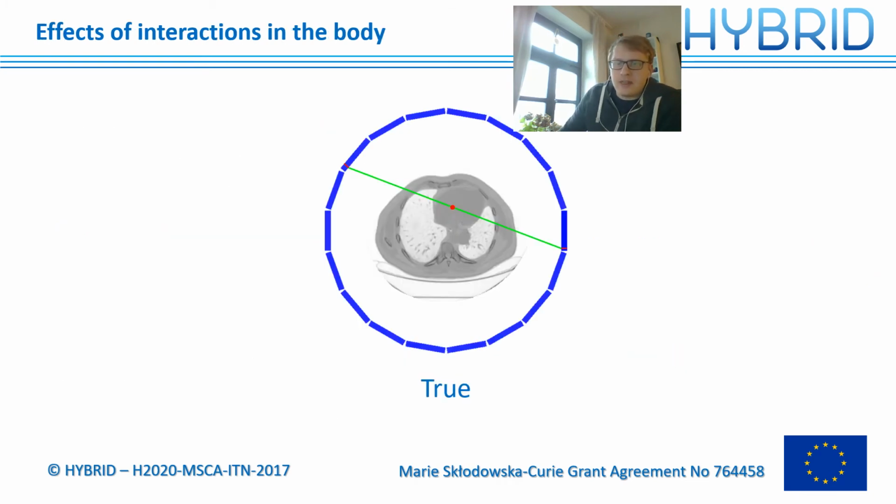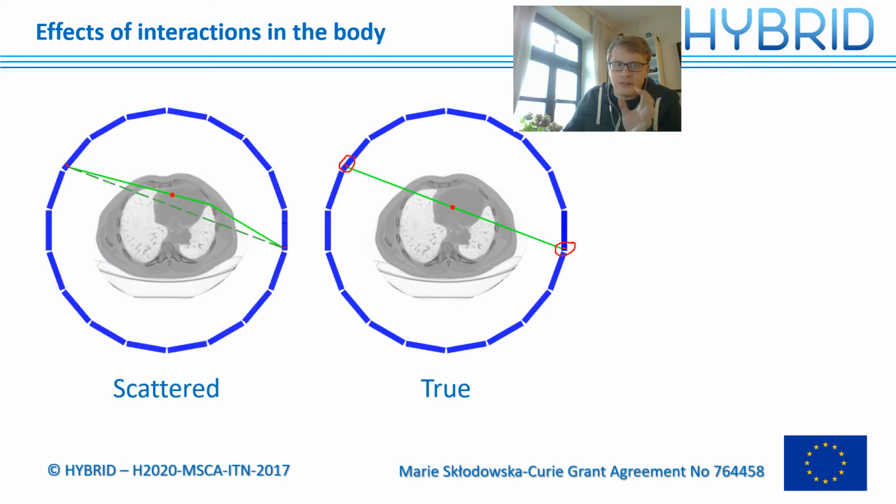A true coincidence, as I said: an annihilation takes place, two gamma particles, opposite directions, two detectors are hit, one here, one here. This is how it should be. However, if we have scatter, two gamma particles can be ejected, they go into opposite directions, but one is having an interaction here, a Compton scattering interaction, slightly deviated, and it hits again this detector.